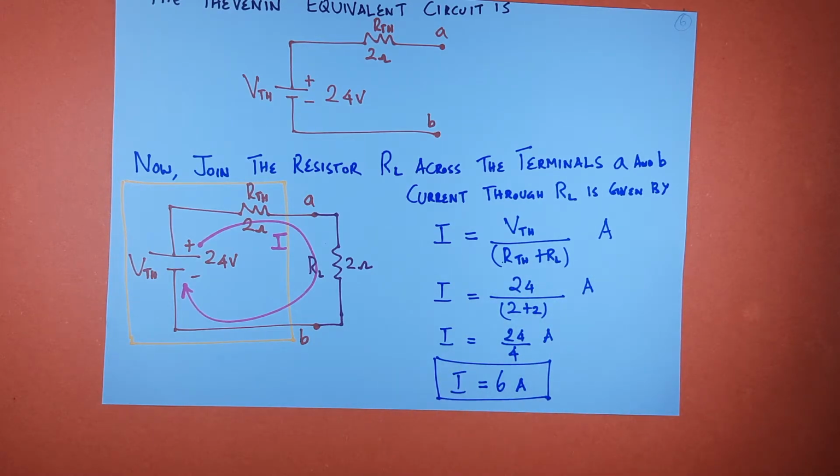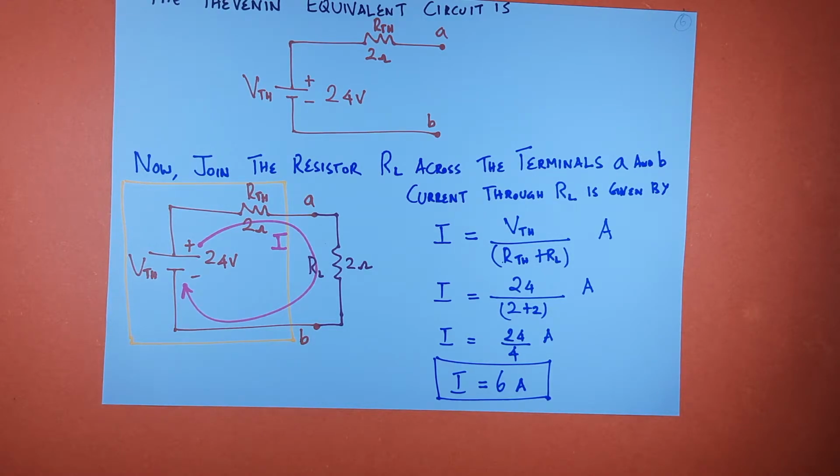I equal to V Thevenin, which is 24, divided by R Thevenin, 2 ohm. RL is also 2 ohm. 24 divided by 2 plus 2 ampere. I equal to 24 divided by 4 ampere. Finally, I equal to 6 amperes.